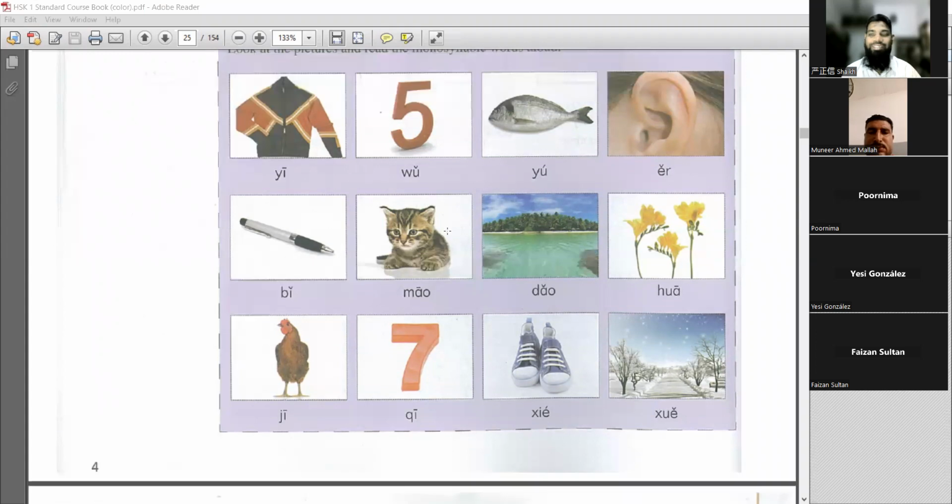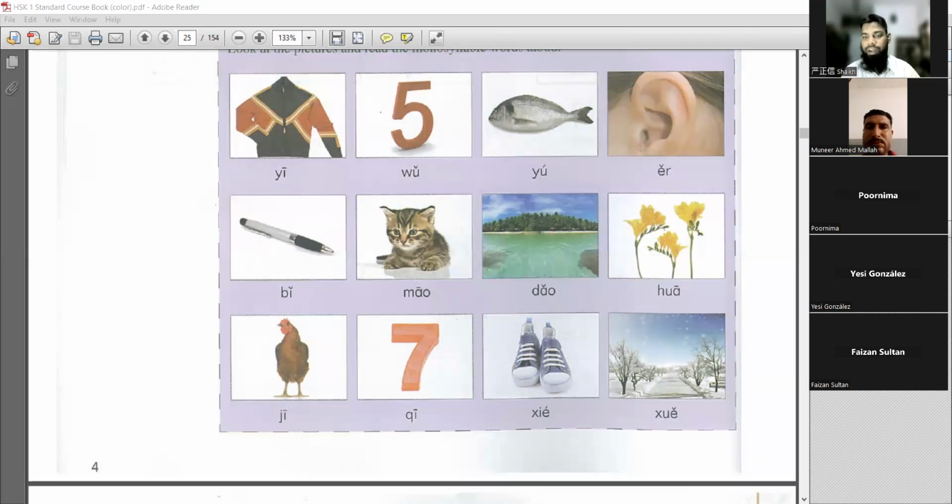So we were learning this vocabulary, which was on page number 4 of this book. I was just reading this vocabulary. The first word is e, e means cloth. And then we have wu, wu means 5. Wu is a number in Chinese and it means 5. And then we have yu, yu means fish.